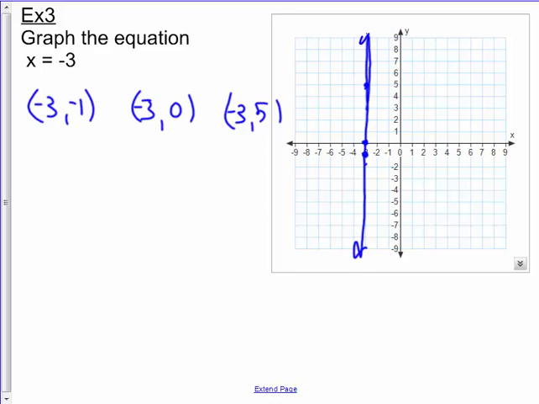So it's going to be a vertical line like that. Anything where it's x equals will give you a vertical line.